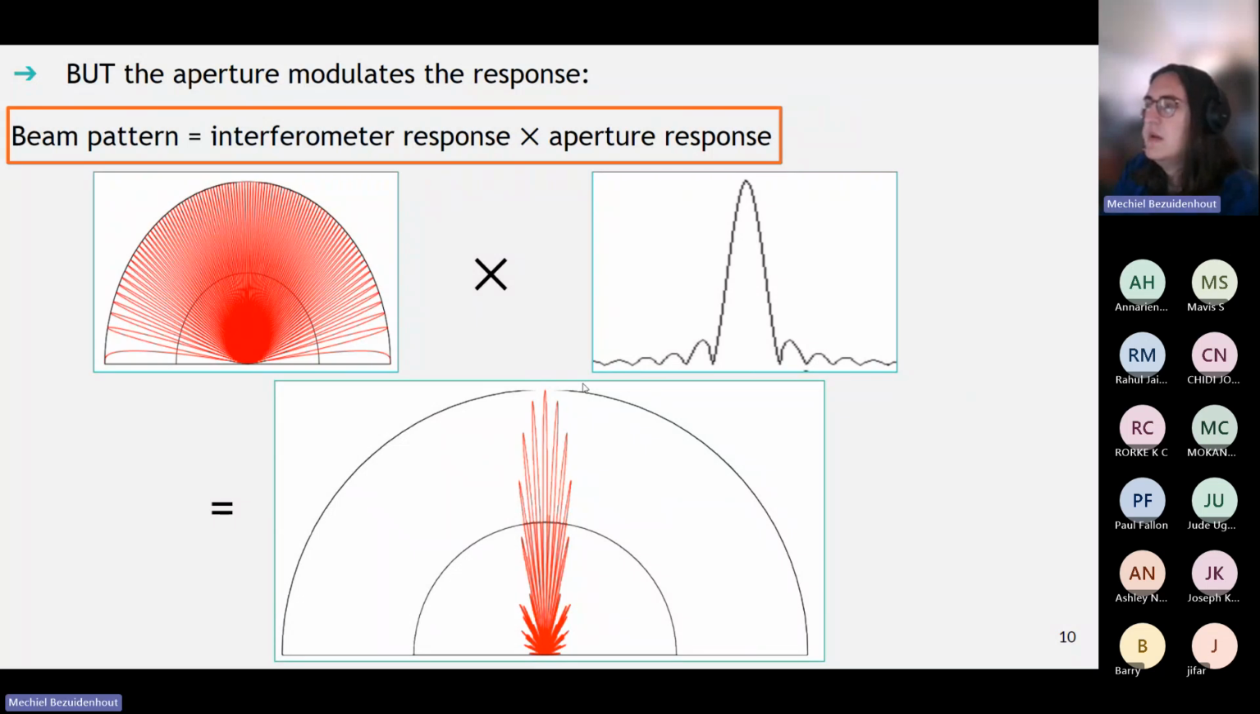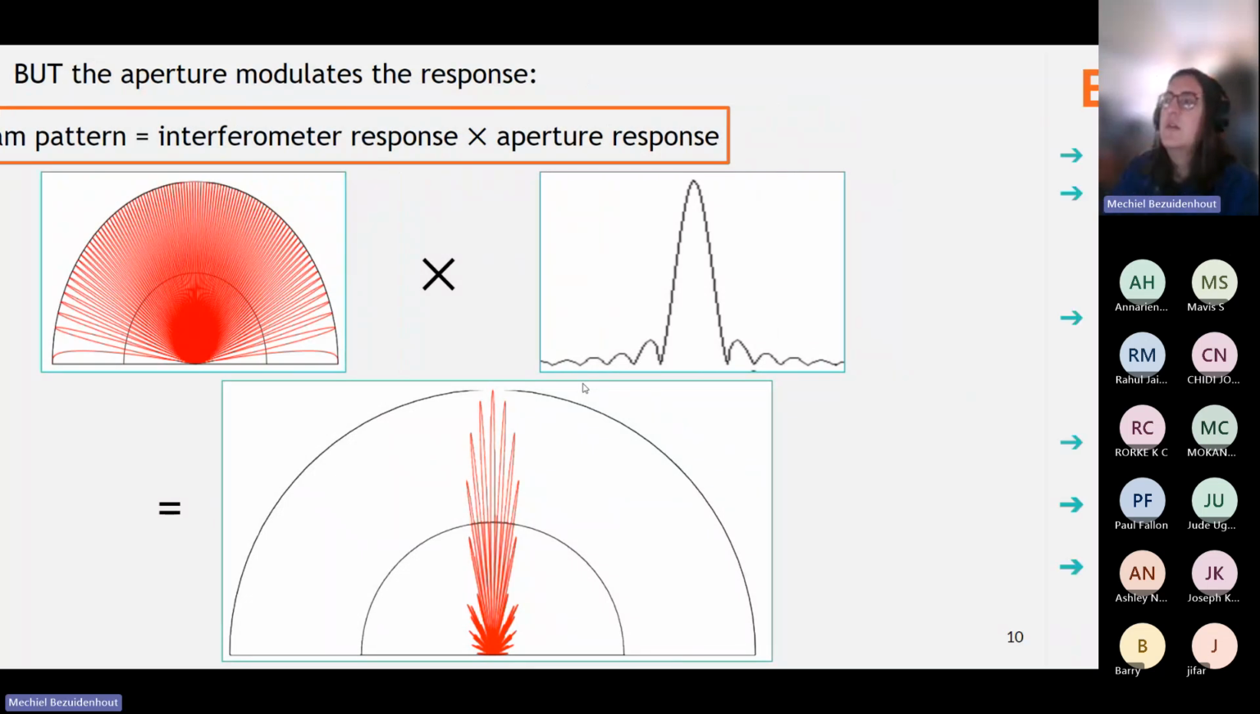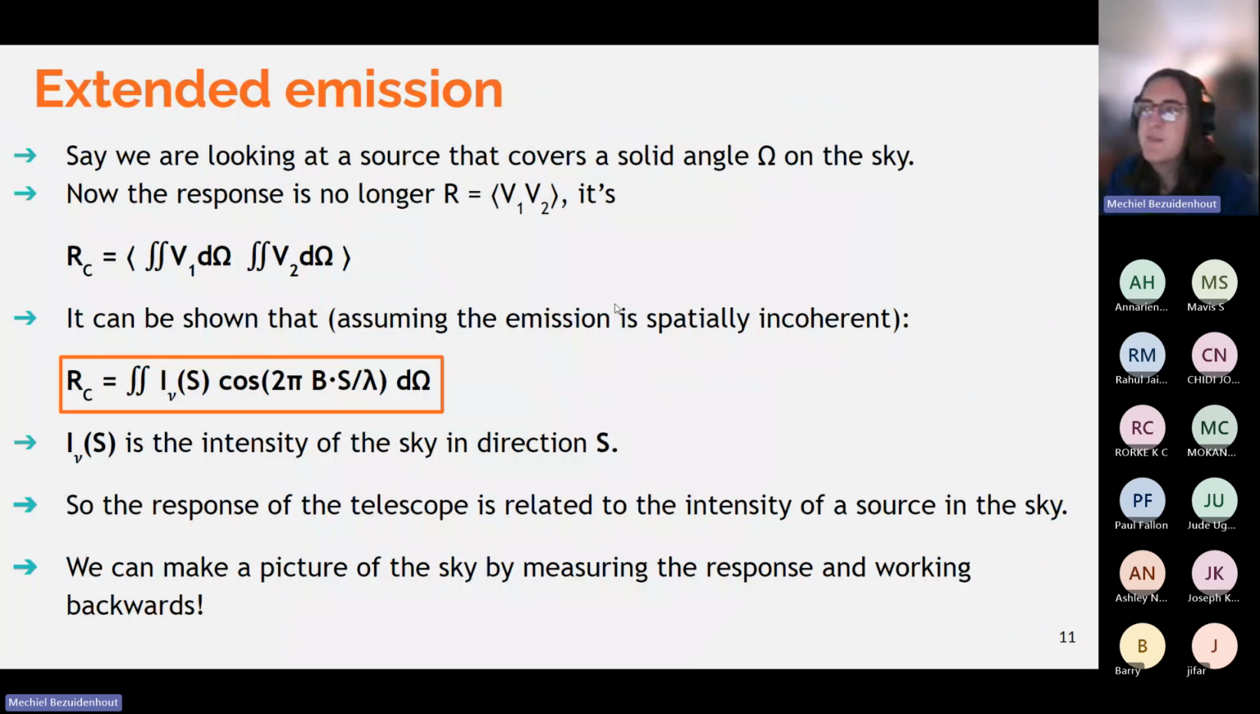Right. So now let's imagine that we are looking at some source using this beam pattern. So we are looking at a source that covers a solid angle omega on the sky. Now, the response of the interferometer is no longer just the product of the voltages. We have to integrate those voltages over the solid angle before we can do the averaging. And we use a double integral because it's integrated over two dimensions, right?